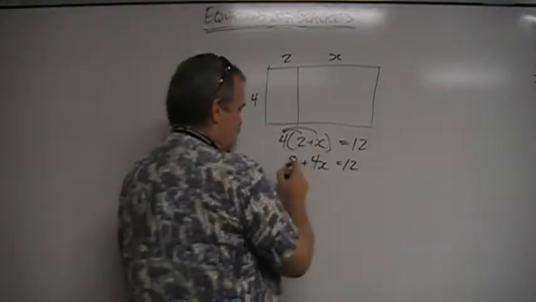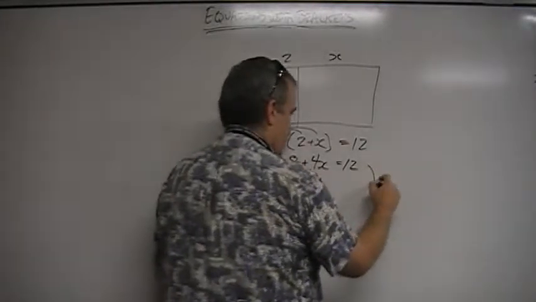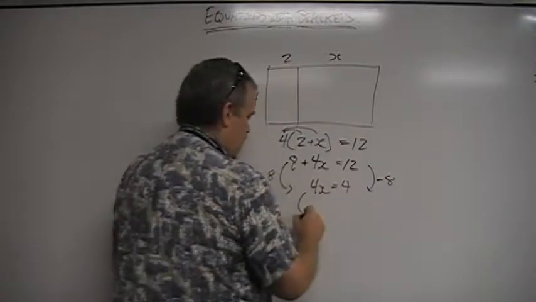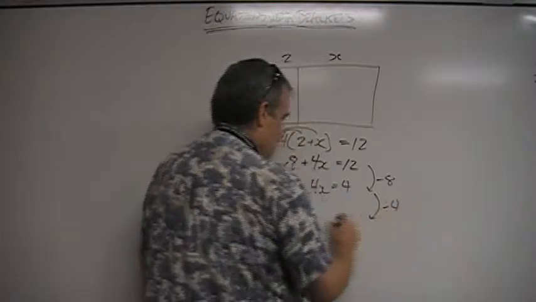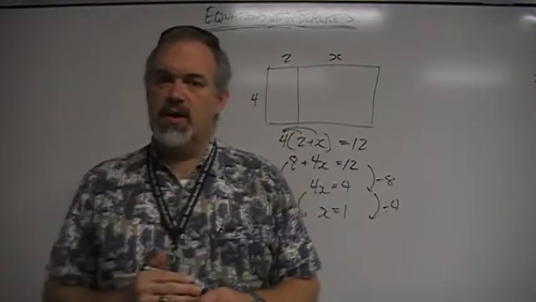We move the 8 to the other side, subtract 8 from both sides. We're left with 4x equals 4. We divide by 4, and we get x equals 1. Clearly my picture's not drawn to scale, but you get the idea.